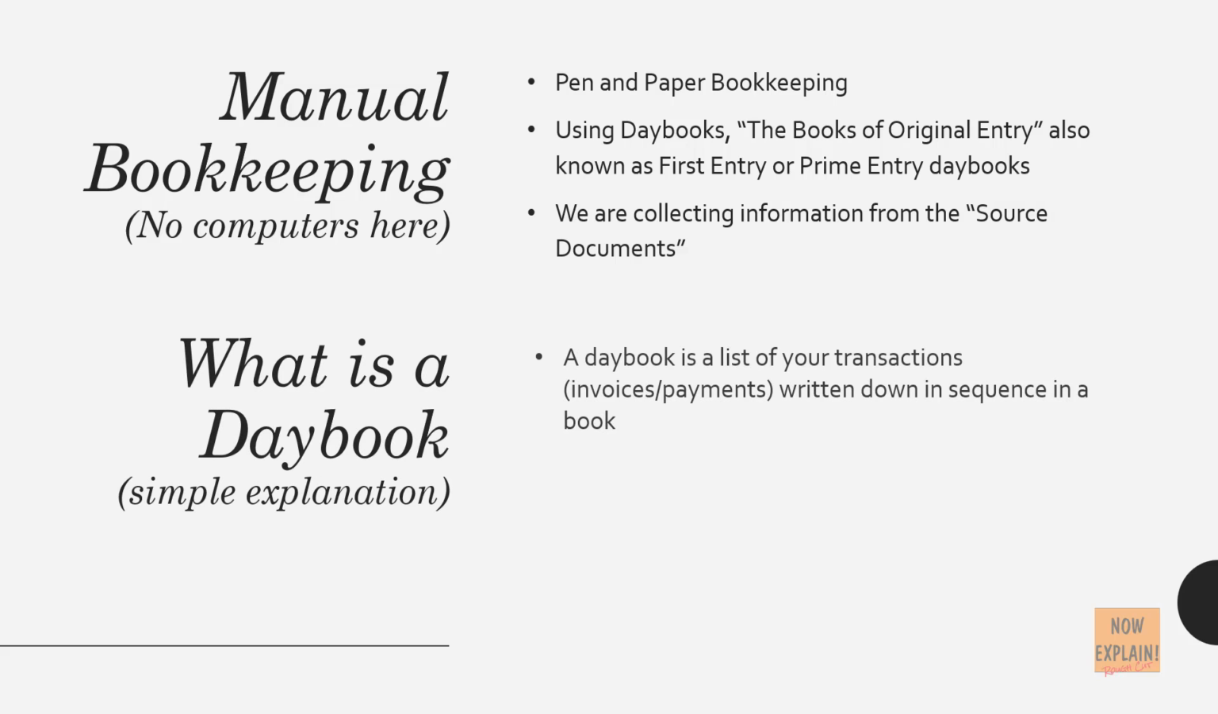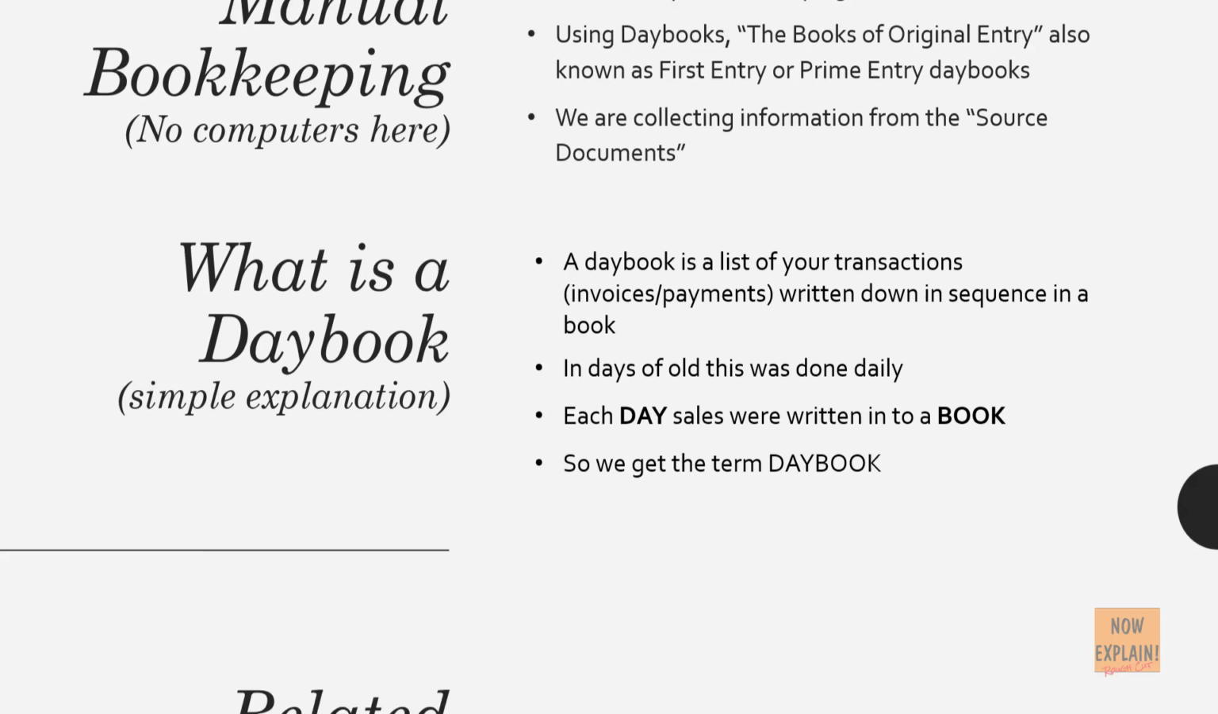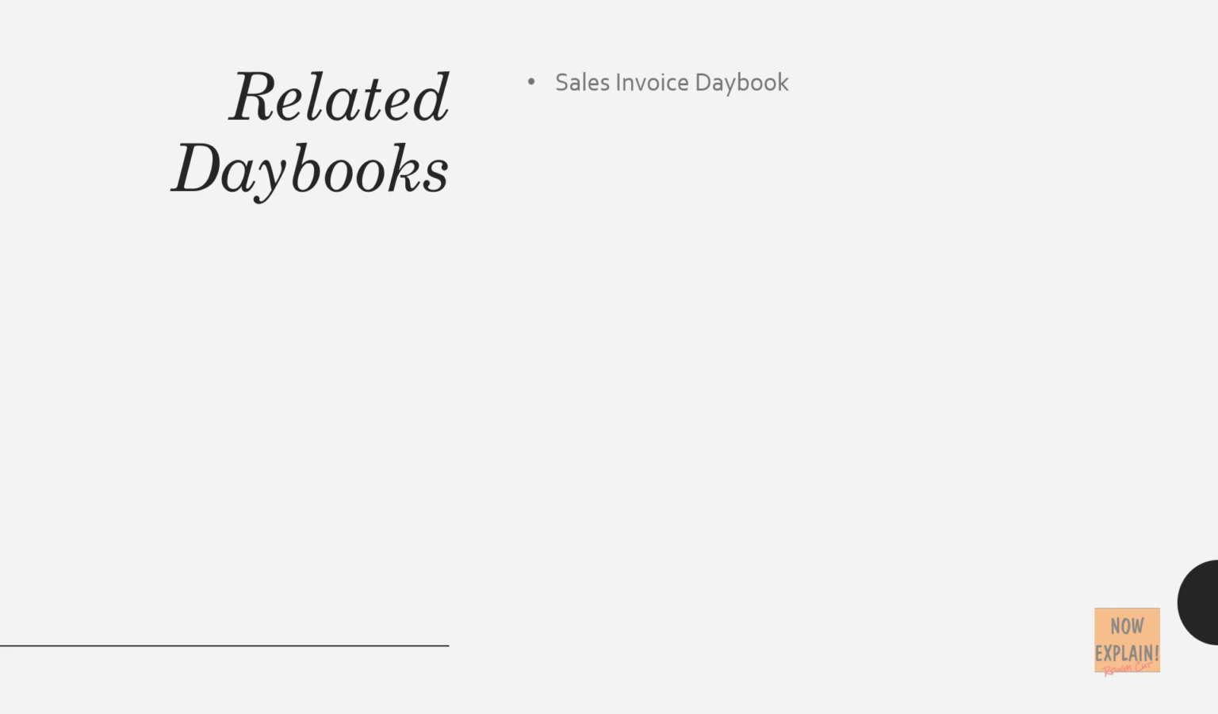What is a daybook? A daybook is a list of your transactions, invoices, payments written down in sequence in a book. In days of old, this was done daily. Each day sales were written into a book, so we get the term daybook. Some related daybooks: the sales invoice daybook, sales credit note daybook, and the bank payments daybook.